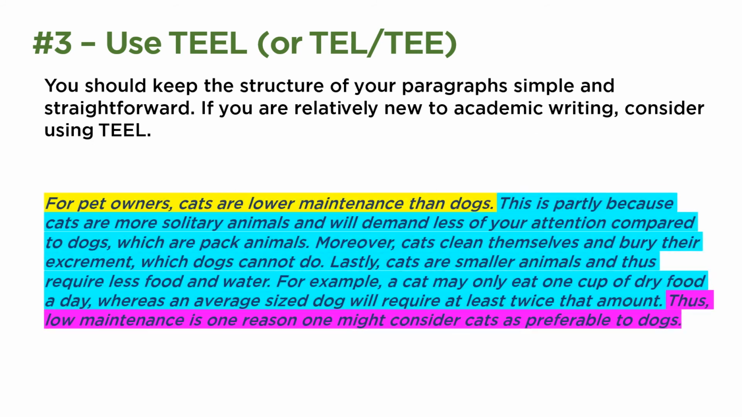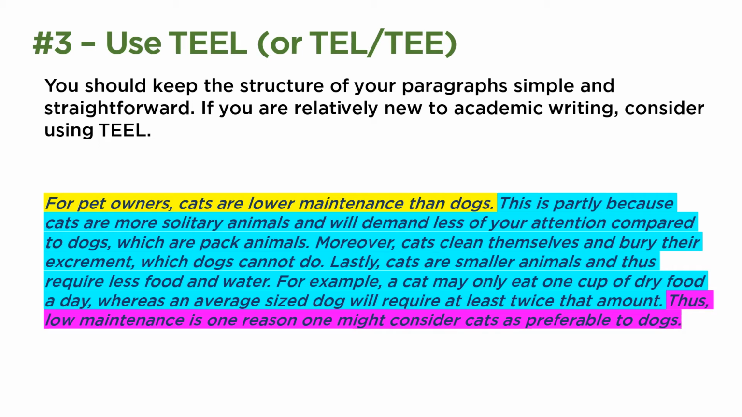Here is an example of a paragraph that is effectively using the TEAL structure. It starts off with a topic sentence that reads, "For pet owners, cats are lower maintenance than dogs." This is a declarative statement that is the topic of the whole paragraph, and the rest of the paragraph is in service to this main purpose. So again, that first topic sentence is the purpose of the paragraph.